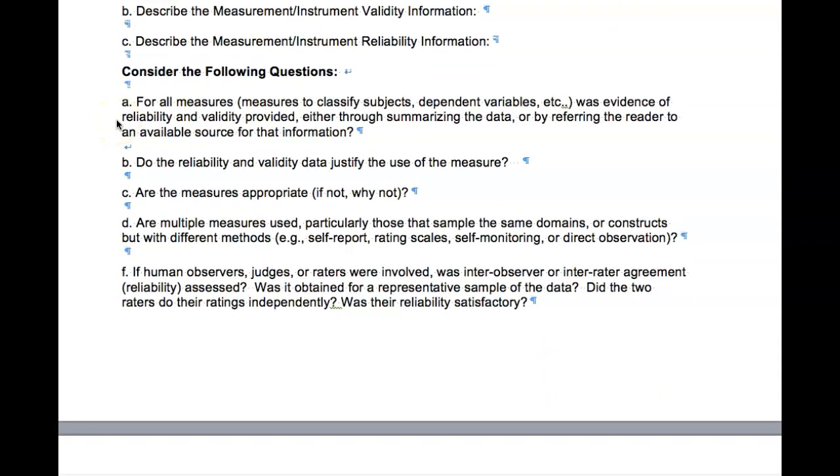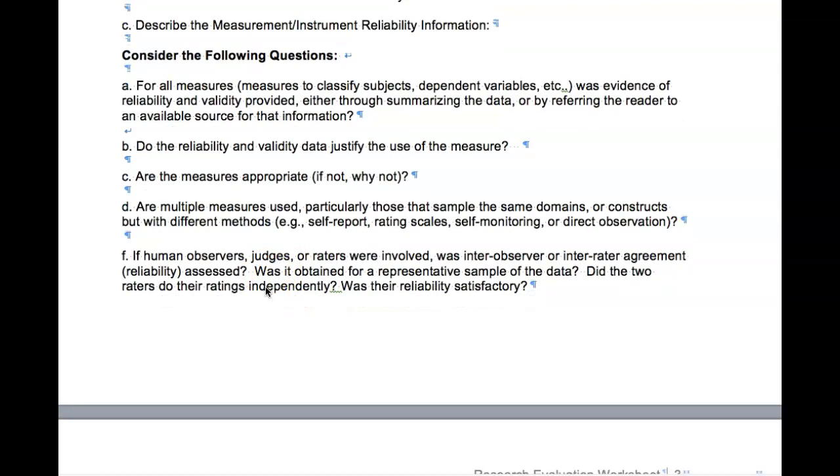Then it says, consider the following questions. For all measures, was evidence of reliability and validity provided? So that'd be quantitative. Do the reliability and validity justify the use of the measure, or does it seem to be good reliability and validity? Were the measures appropriate? Are multiple measures used? And probably in most quantitative studies, there's more than one measure. If they used observers, judges, or raters, did they provide an inter-rater reliability?